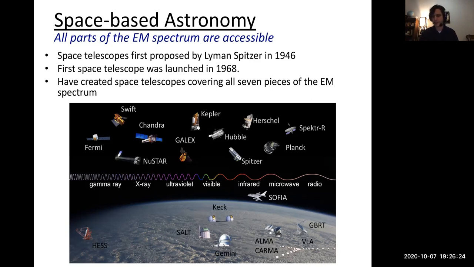All right, so the effect of the atmosphere, being a wall in most of the electromagnetic spectrum, requires us to make space telescopes, and we're just getting started with that.